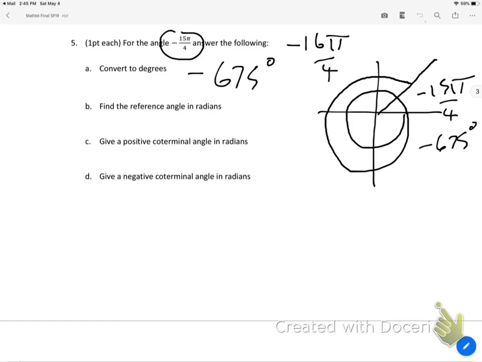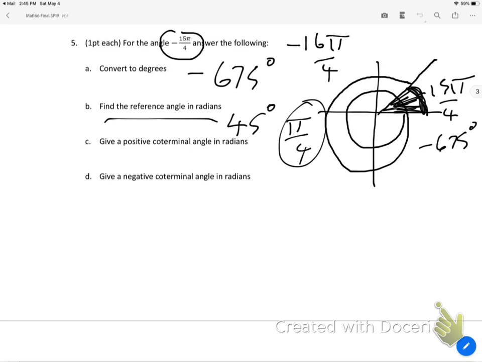Okay, the reference angle, can you see this here? There you go. That is going to be 45 degrees, or pi over 4. Now, a positive coterminal angle, well, you've already got an answer right there, really. Because we've gone 720 degrees, or you can do it like this. Positive coterminal angle. Right now we're starting at negative 15 pi over 4.